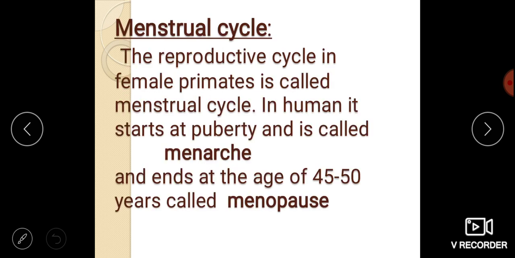Starting with the menstrual cycle, how can we define it? It is a reproductive cycle in female primates, and in humans it starts at puberty and is known as menarche. It ends at the age of 45 to 50 years. We call it menopause. So the period between the menarche and menopause is the fertility period or the reproductive period in human females.